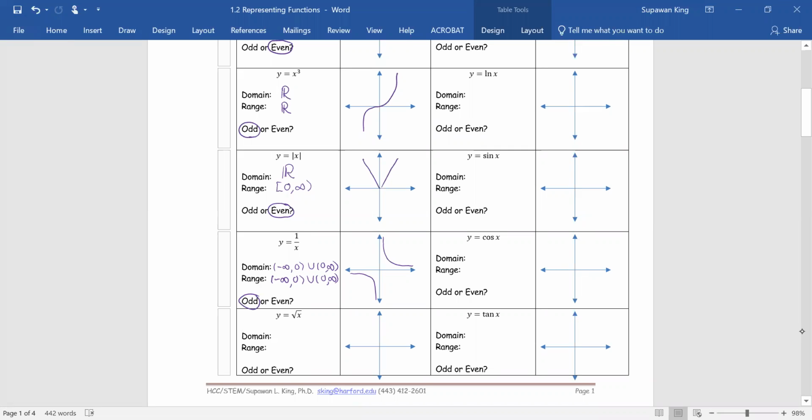Y equals square root of x, the radical with the index 2. The domain is the set of non-negative x values. The range, same way, 0 to positive infinity, and no symmetry. This graph is neither odd nor even.